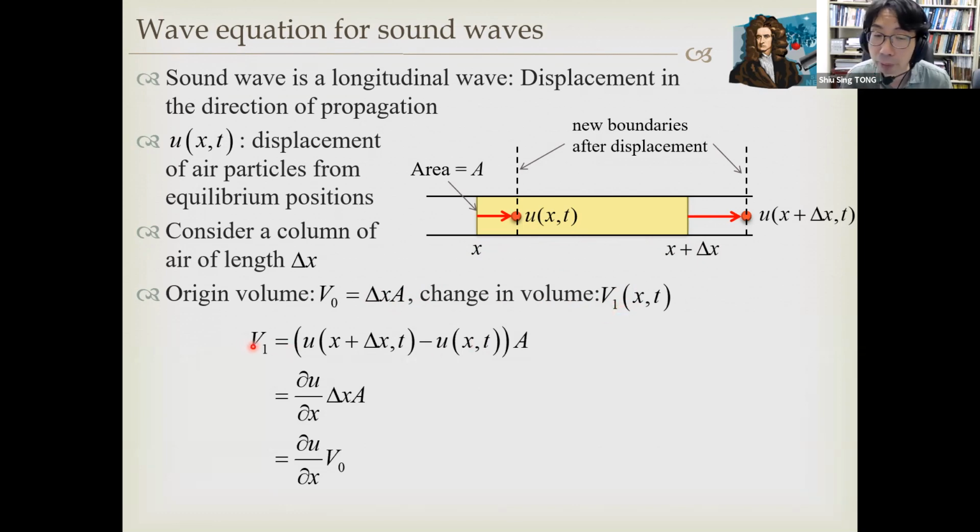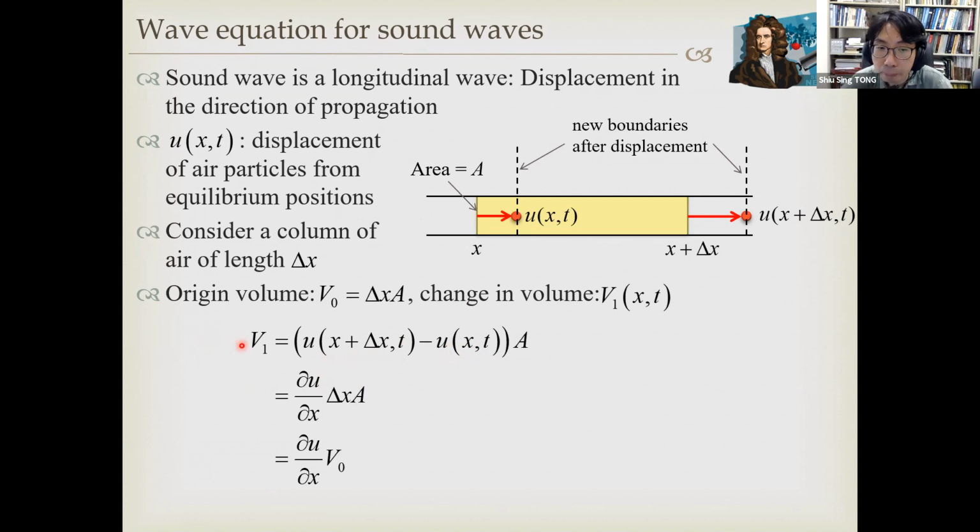How do we find V1? Well, V1 is the difference in u at both ends, u at x plus delta x minus u at x, multiplied by the cross-sectional area. So when the two u's are the same, V1 is 0. There's no change in volume. When u at x plus delta x is larger than u at x, the air column will expand. If u at x plus delta x is smaller than u at x, then the column will contract. So that's how you find the change in volume.